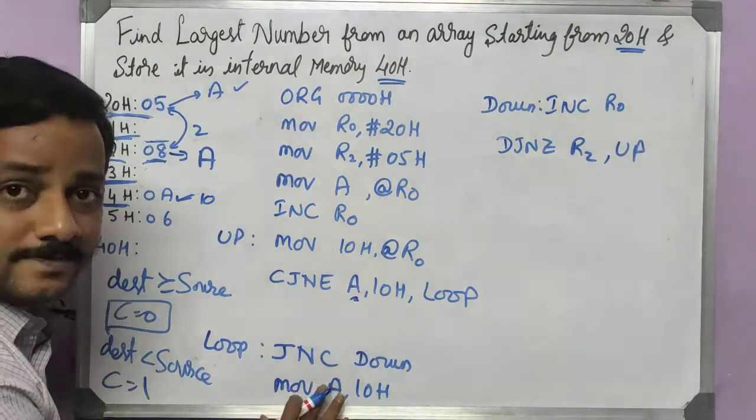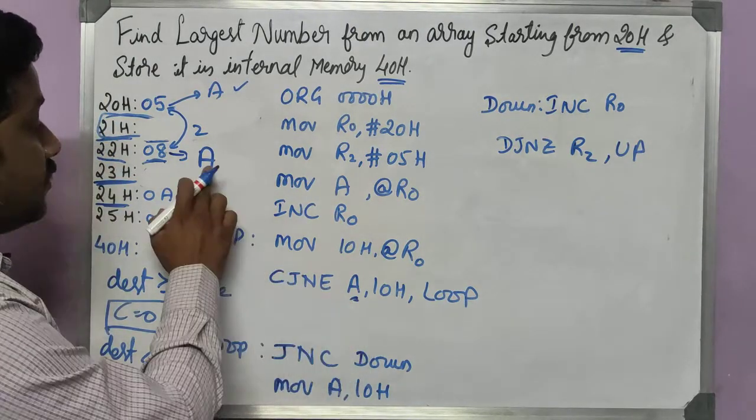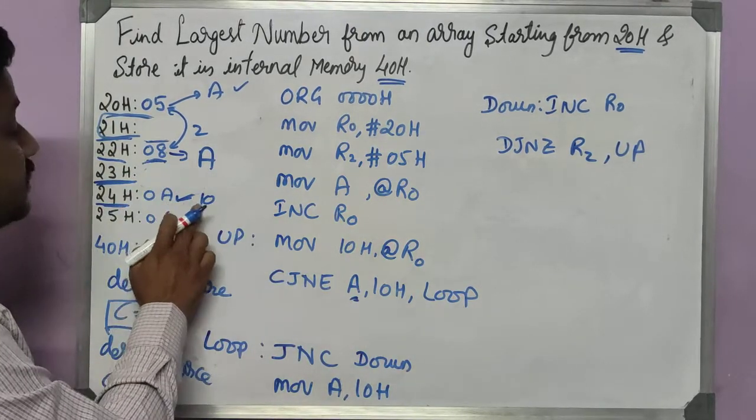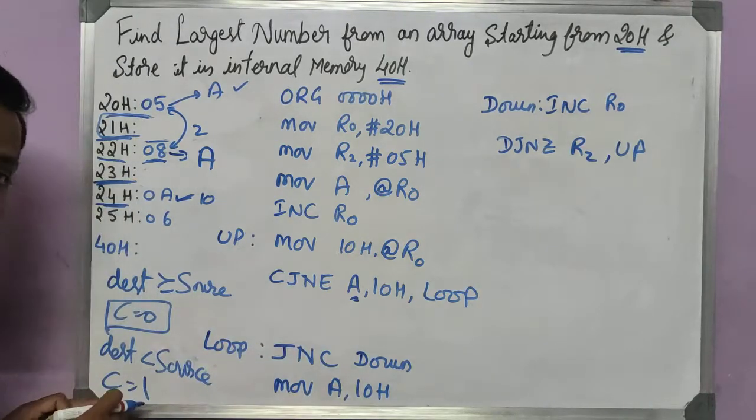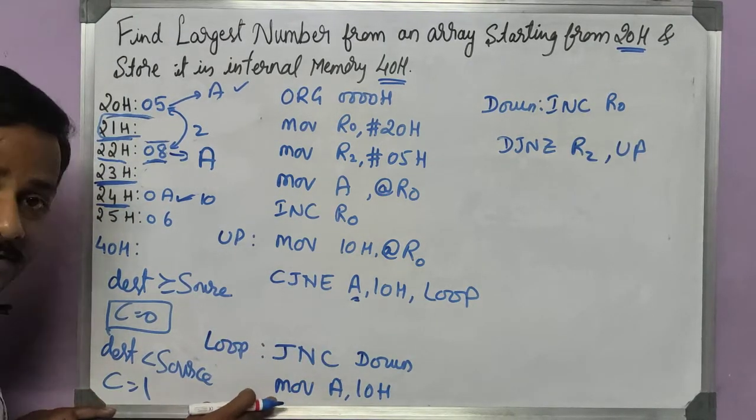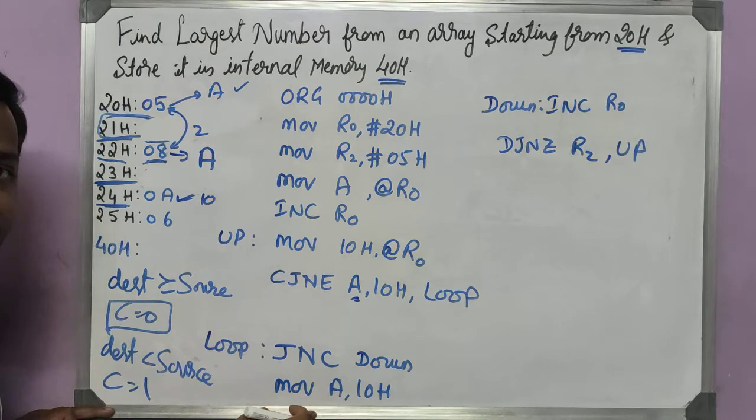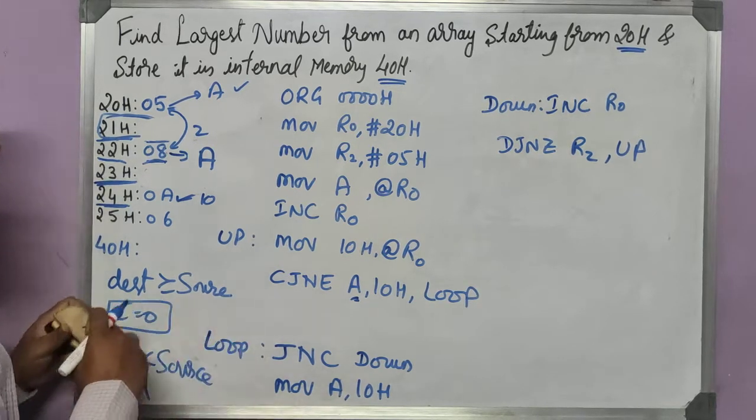Not equal will come here. But now the accumulator is smaller, the content of the accumulator is smaller, and the content of 10H is larger. So we get a carry. Again, if you get a carry, you will come to this line and move that into the accumulator.